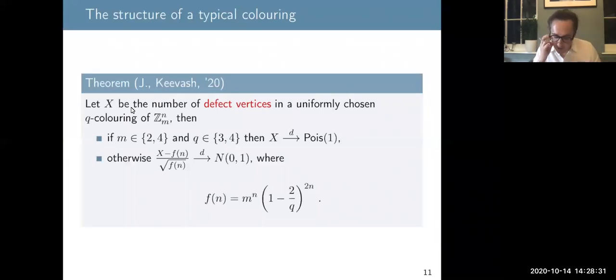Okay, so the thing I want you to take away is that we can actually quite closely understand the distribution of the number of these defect vertices. And like in the last slide, the way of proving these things is understanding higher and higher cumulants of these random variables, which I'll hopefully get time to say something about in a few slides' time.